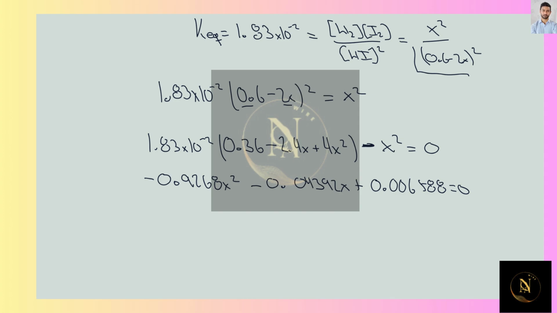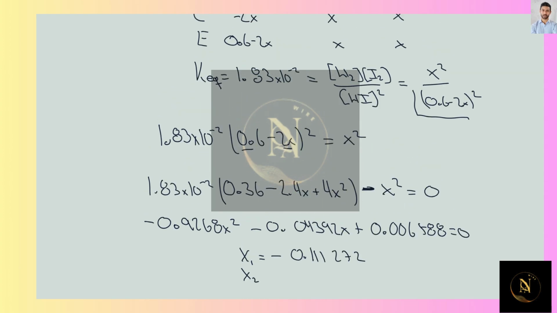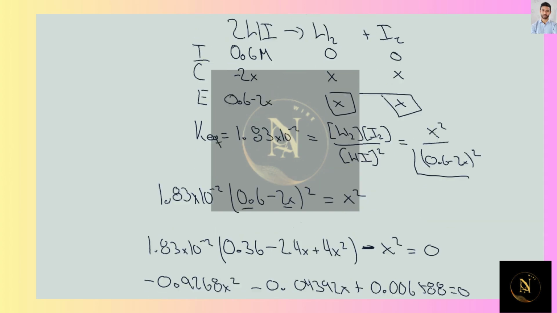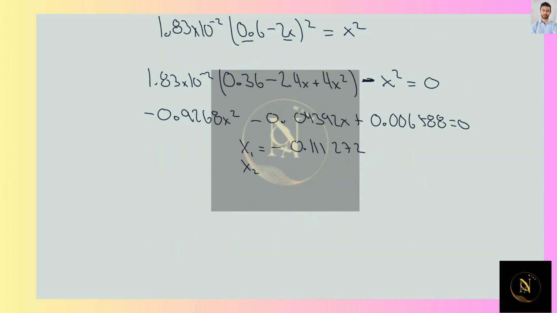So now, solving the quadratic expression, we get two values, x1 and x2. x1 turns out to be a negative value, that is minus 0.111272. But if we look at our ICE table, the value for x cannot be negative because we cannot have negative concentrations. So we can discard that solution. The second solution that we get is equal to 0.0638827. And this is going to be our solution for x.